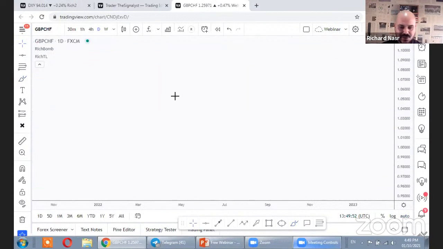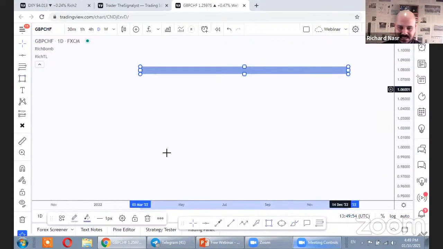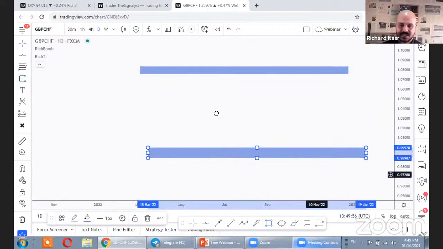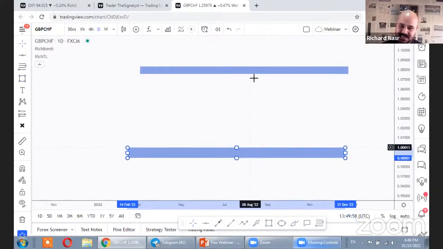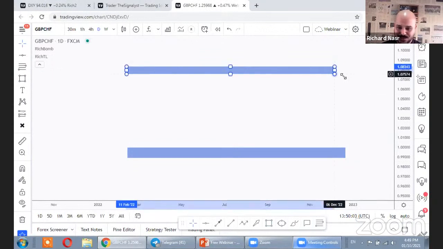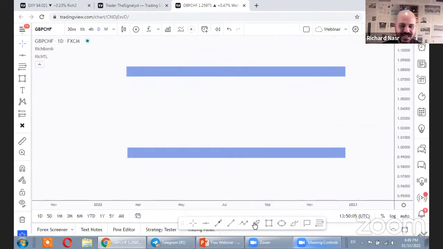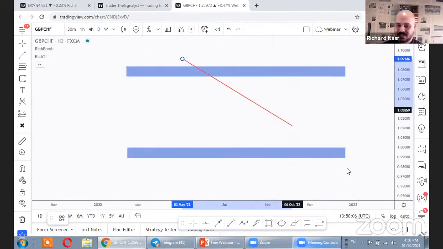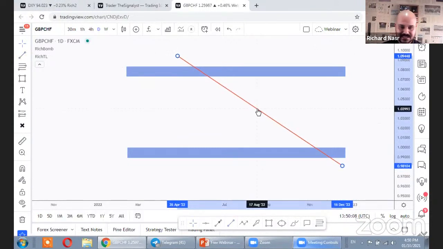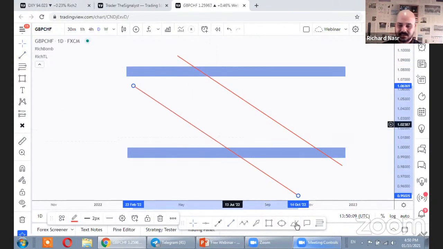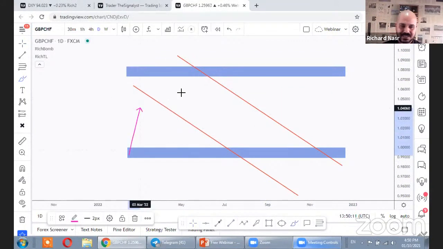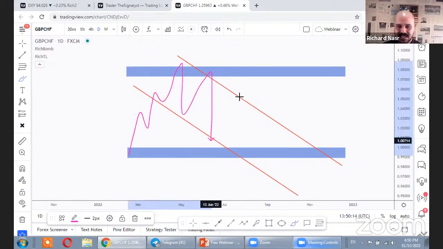Here we go. So let's say we've got a resistance and we've got a support here, right? So it's a big area, not just like the one we just saw on GBP CHF, and the price is overall bearish, for example, and this trend line is from the daily time frame. So the price was going up, rejected our resistance, and now it's trading inside this area, right?